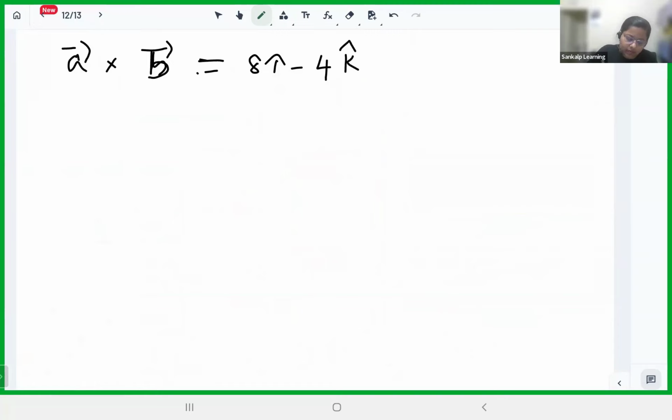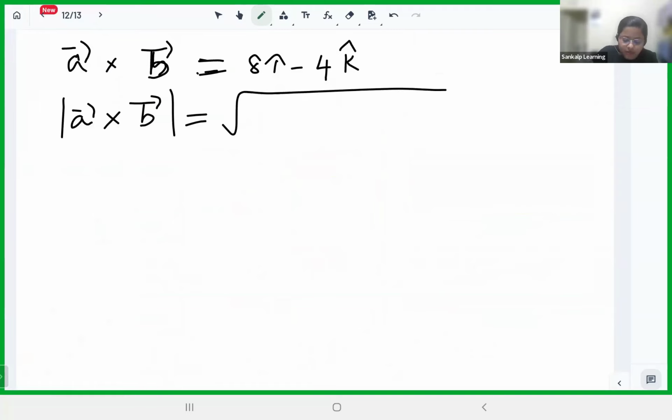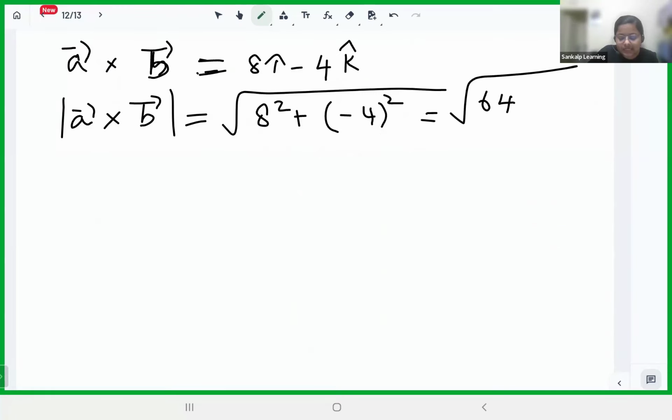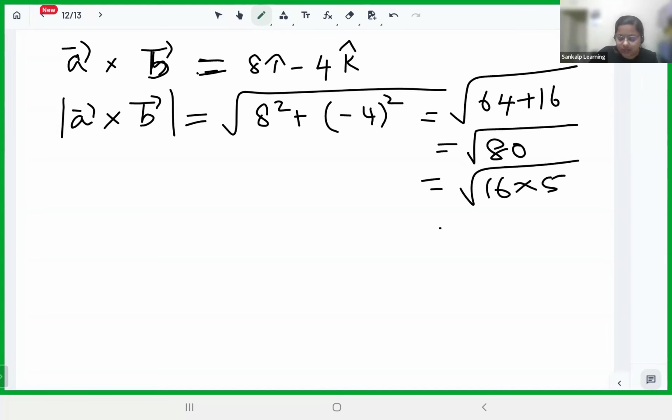Now what you have to do is find the magnitude of that vector. That was the numerator, right? Magnitude of vector A cross B is equal to root of 8 square plus minus 4 the whole square. That is root of 64 plus 16, which is equal to root 80, right? We can write 80 as 16 into 5, so this can be written as 4 root 5.